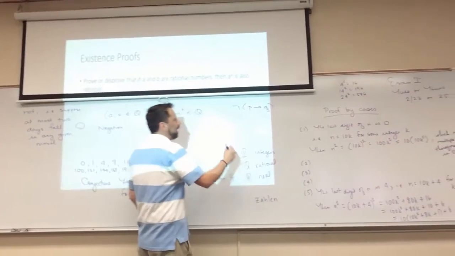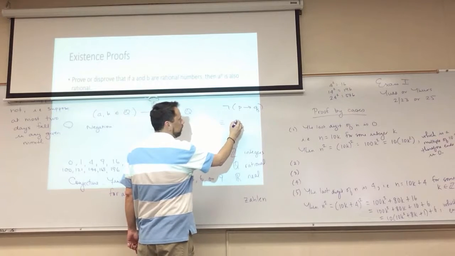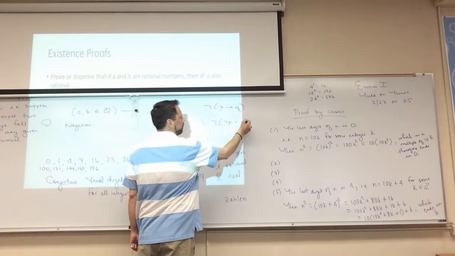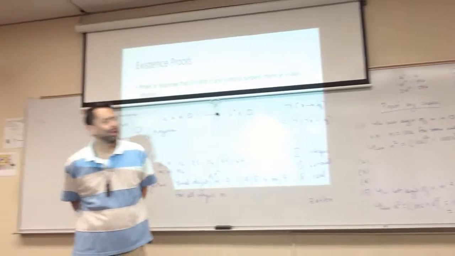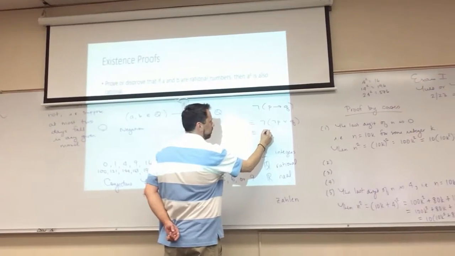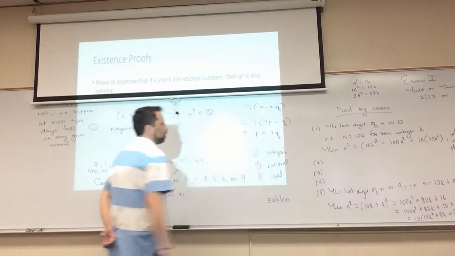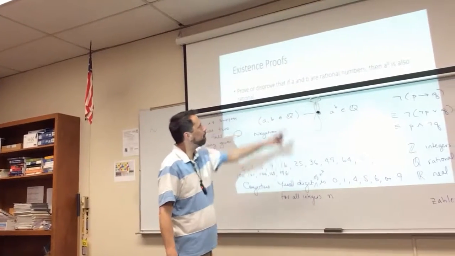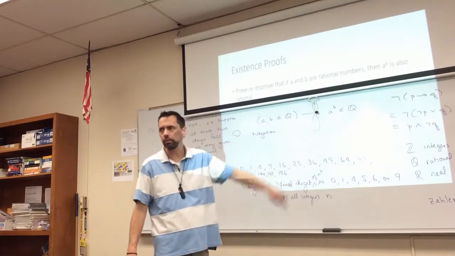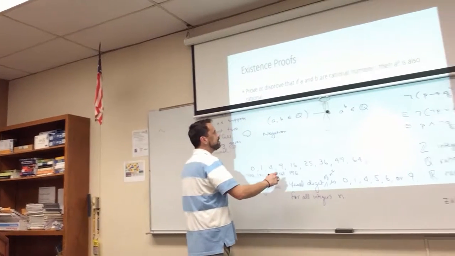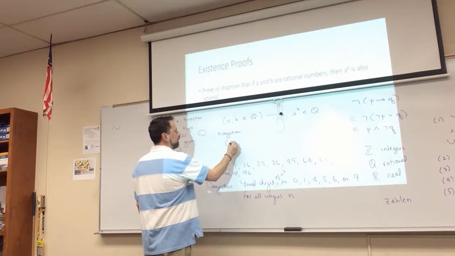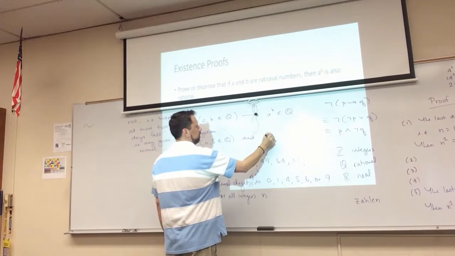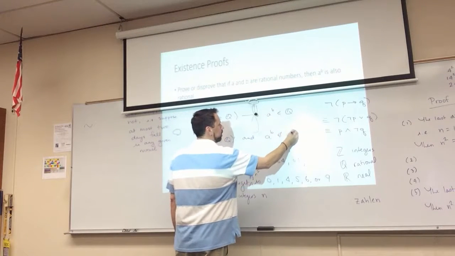The negation of P implies Q. Remember, P implies Q is equivalent to not P or Q. And by De Morgan's law, that's equivalent to P and not Q. So the way that you disprove a conditional is to prove that the premise can be true while the conclusion is false. Okay? So if you want to disprove that, you have to come up with two rational numbers where a to the b is not rational. It's irrational.